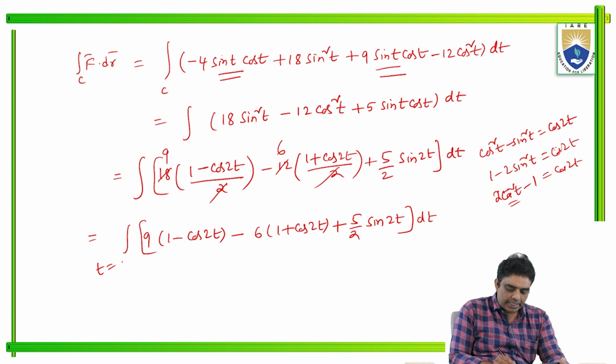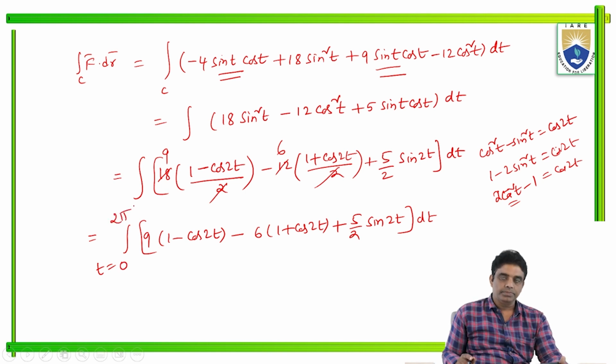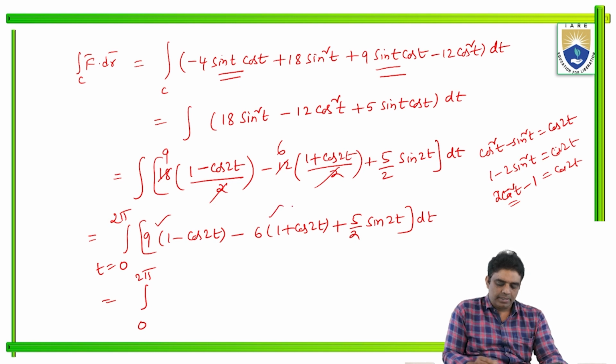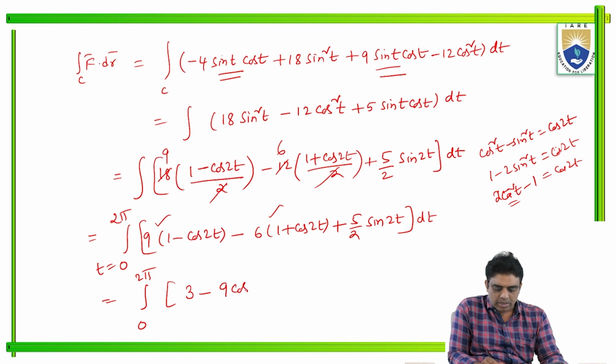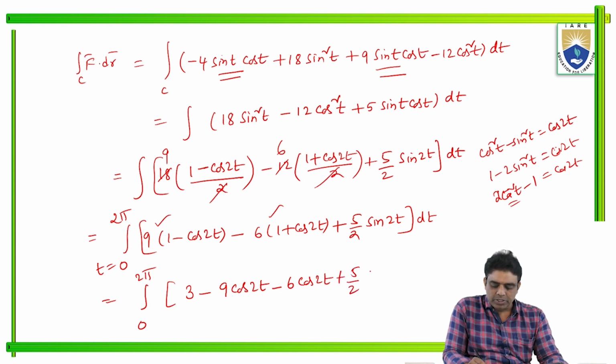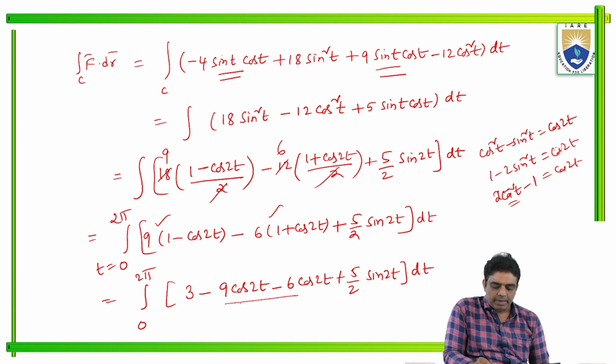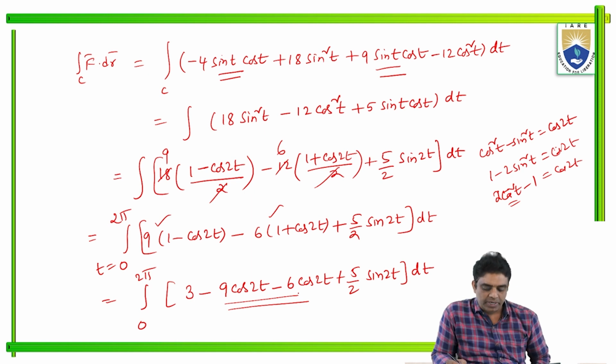So what is the limit? T is equal to 0 to 2 pi. Now I can simplify the integral from 0 to 2 pi. What is the constant term? 9 minus 6, that is 3. Minus 9 cos 2t is one term, minus 6 cos 2t is another term, plus 5 by 2 sin 2t of dt. Or we can write minus 9 minus 6, that is minus 15 cos 2t.